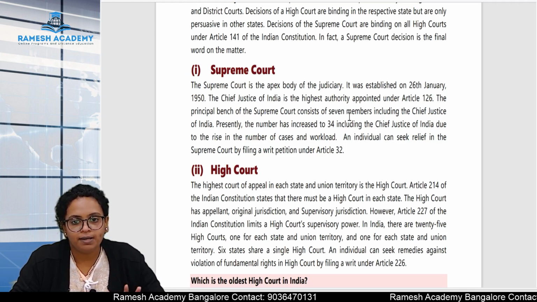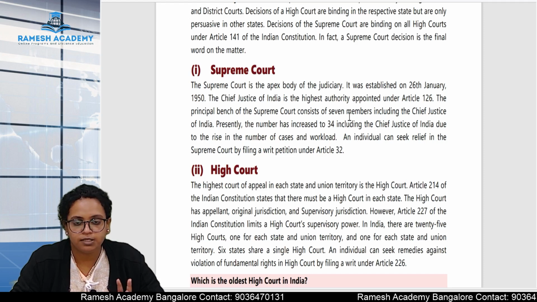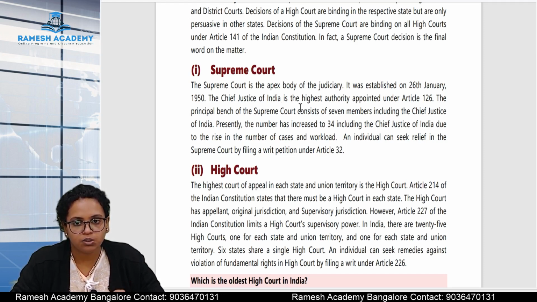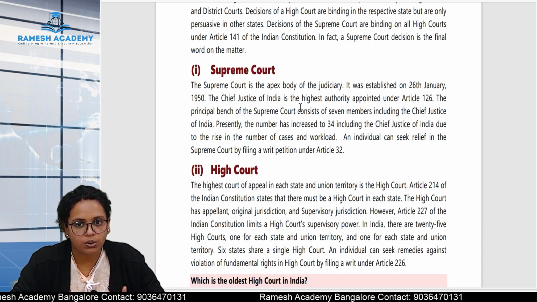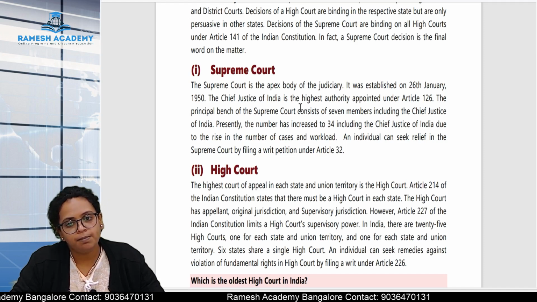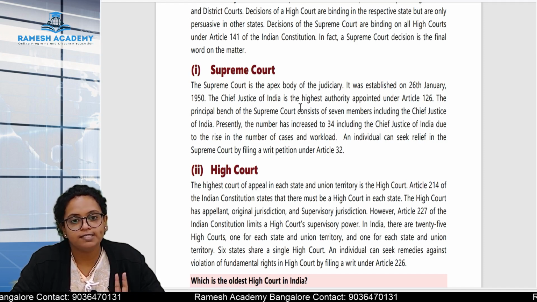So how many people are there? Who is the Chief Justice? So all of these are the constitution of the Supreme Court. Please mark it. The Chief Justice of India is the highest authority appointed under Article 126. The principal bench of the Supreme Court consists of 7 members.